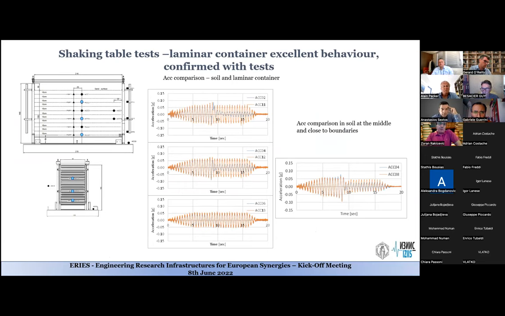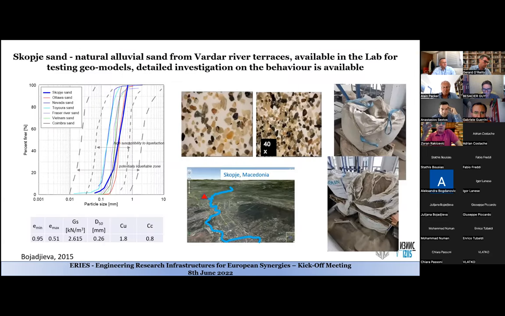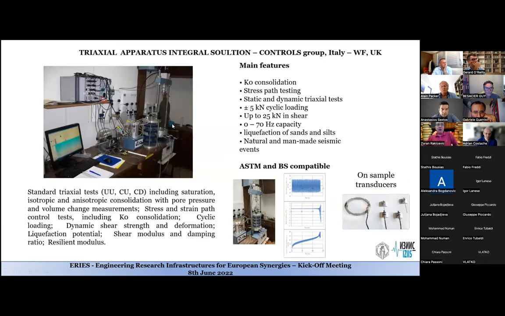And there is a good opportunity to combine the dynamic shake table testing and our knowledge and capabilities of geotechnical problem solving, because we have a sort of unique, so-called Skopje sand, the natural alluvial sand from the Vardar River. That's a river passing through Skopje. So it is available for a lot of testing of different types of geo models, detailed investigation and behavior. We use this type of material combined with the laminar box on the shake table to make different types of experiments. And also a triaxial apparatus for determining dynamic properties of the sand samples.